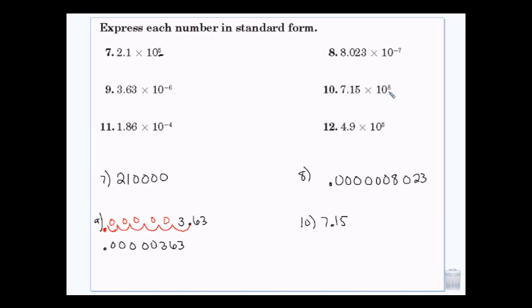On number 10, I have a positive 8, so I'm going to go 1, 2, 3, 4, 5, 6, 7, 8, and all of these will get filled in with zeros. 1, 2, 3, 4, 5, 6 zeros. Like that. So you can either just count it, or you can actually move the decimal by making loops for the number of spaces you have to move it, and then fill each blank loop with a 0.